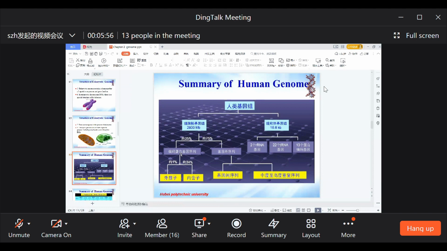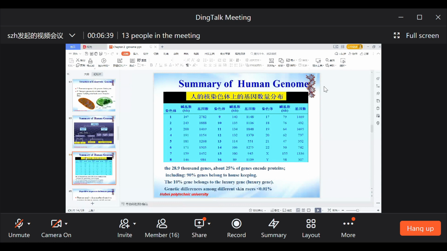And here, students, pay attention to the structural genes. You can see only 1% takes part in coding the protein or coding the RNA. And most of it forms the intron. Last time we studied that in eukaryotic organisms, these form split genes. The split gene contains plenty of introns.